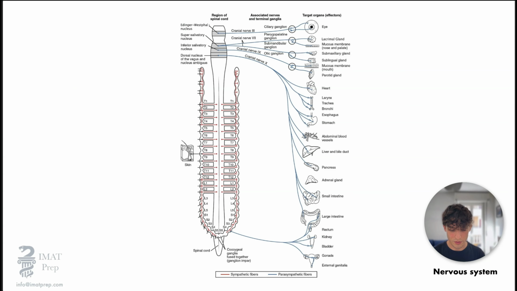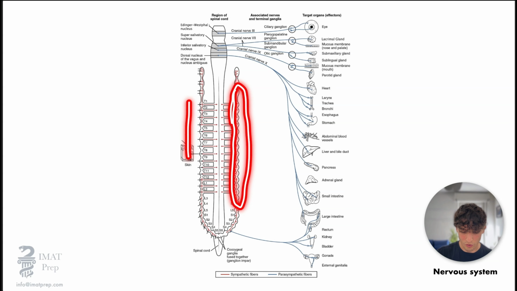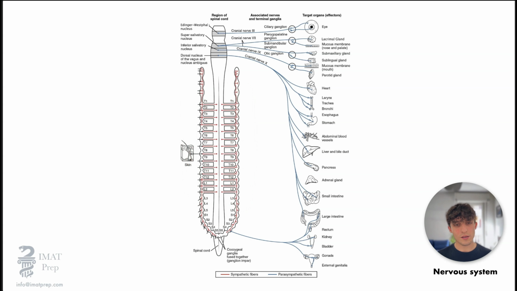So this is a representation that puts everything together. The parasympathetic fibers exit from the cranial or the sacral regions, whereas the sympathetic fibers exit from the thoracolumbar regions. And also notice that the sympathetic fibers have this sympathetic chain of ganglia, whereas the parasympathetic fibers have their ganglia closer to the target organs.